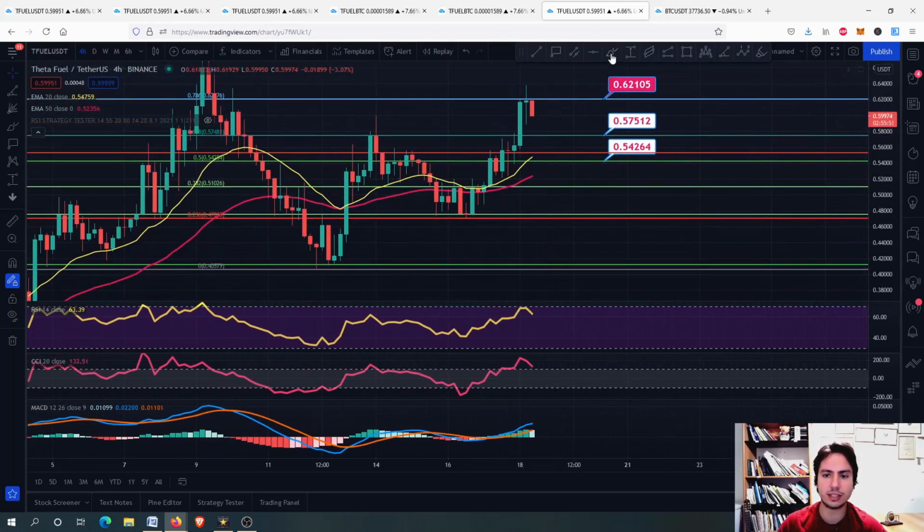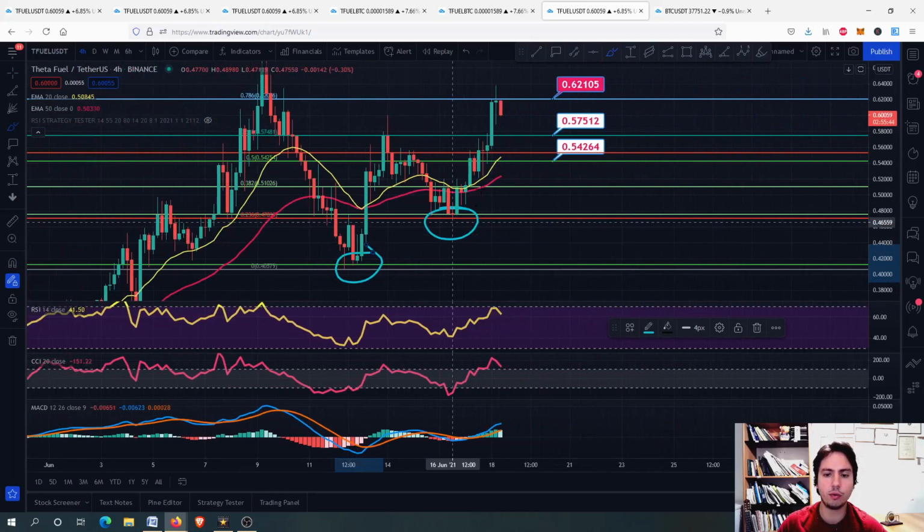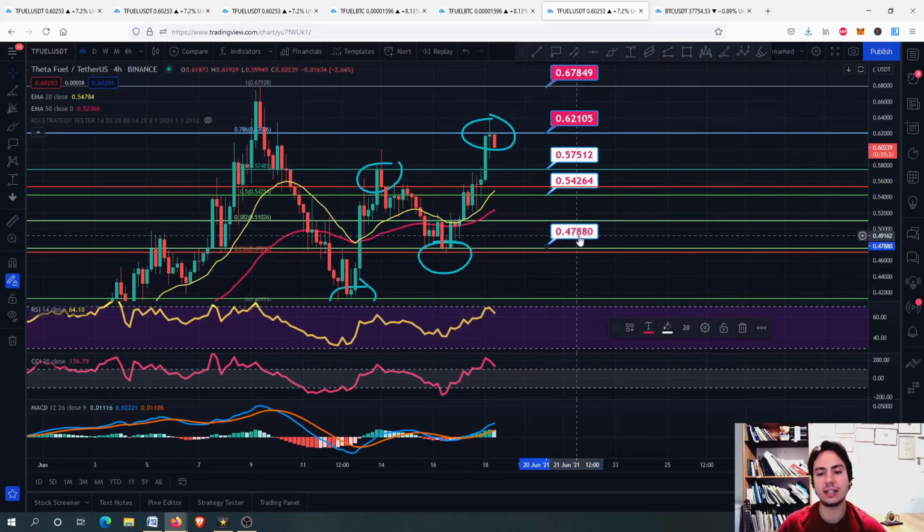Eventually now we have started to follow a higher low pattern. You can see here, after the hammer candle, we started to follow a higher low pattern and a higher high pattern, right? We don't want to go down from this support line, 47 cents. This is a very crucial support line, guys. If we go down and lose that, then it's all over.